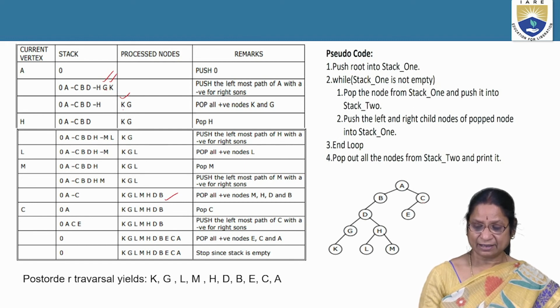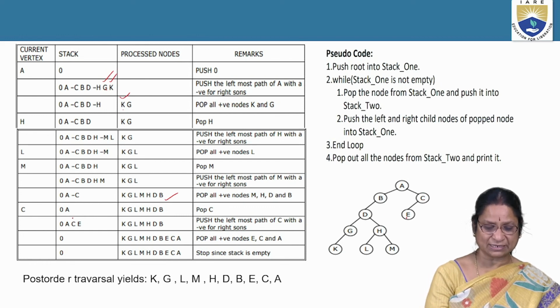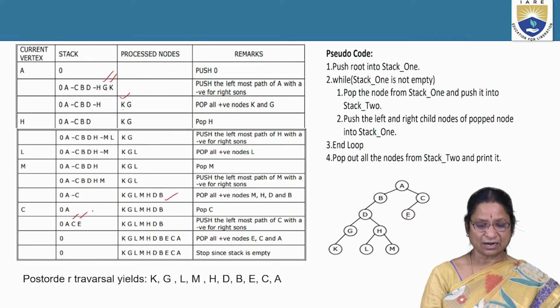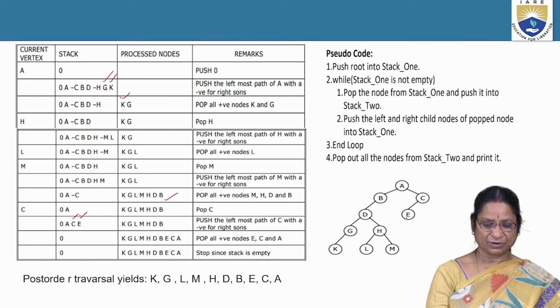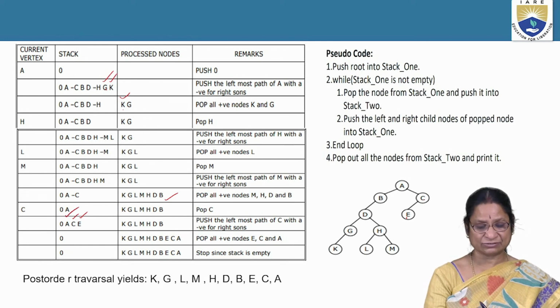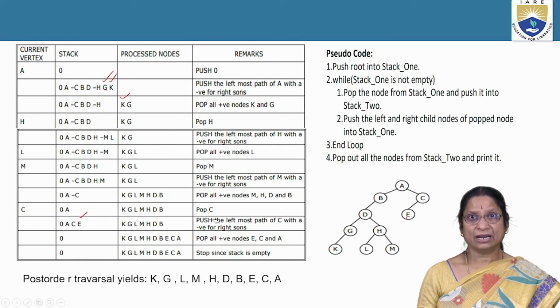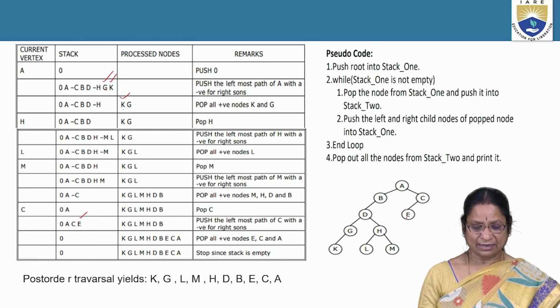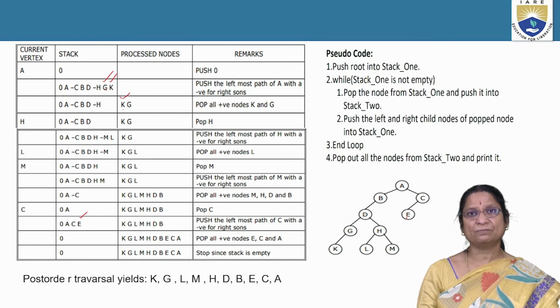For C, again push C. It has no right child, and its left child is E. So I will push C, E. Then start popping out. E will be popped out, added, processed. C will be popped out, added, processed. Then A will be popped out, added. The stack is empty, and our pointer is also empty. Then we will stop. So the order in which we got is K, G, L, M, H, D, B, E, C, A, which is the same as our normal process.